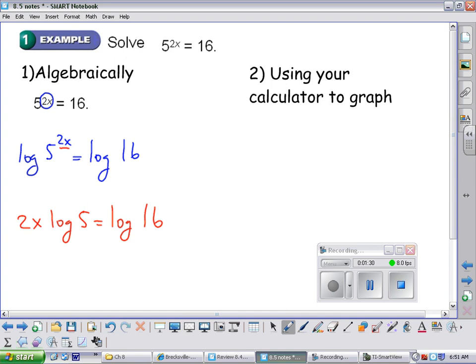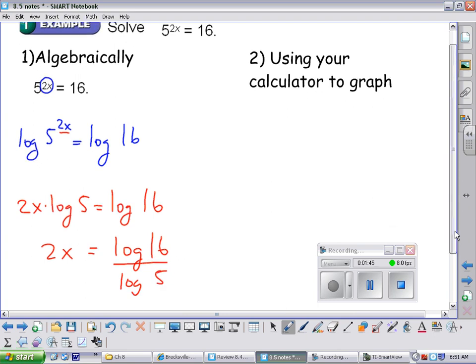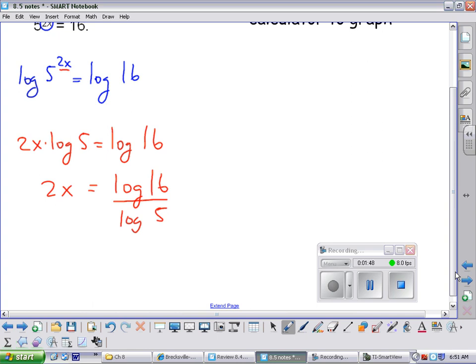Now our algebra isn't so bad, right? This is multiplication, so I'm actually going to do this in 2 steps. 2x equals log base 10 of 16 over log base 10 of 5. Put that in our calculator, and we get 2x equals 1.7227, which is log base 10 of 16 divided by log base 10 of 5. Divide by 2, and x is approximately 0.8613.